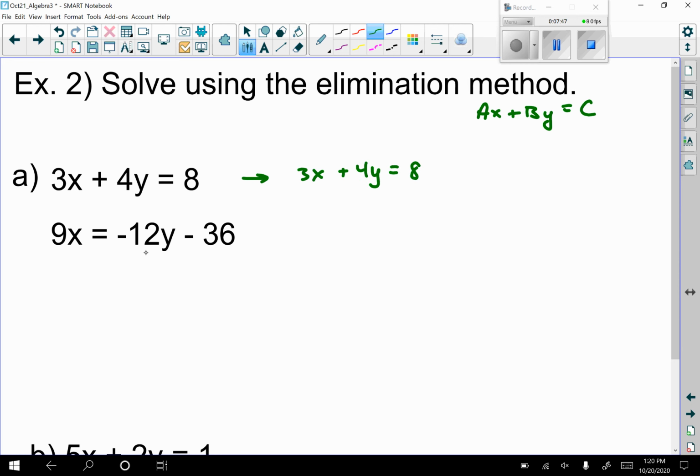In my second equation, I want to move the negative 12y to the other side, so this will become 9x plus 12y equals negative 36. The idea here is we're going to have to multiply one or both equations by something to get opposites. So we have a choice sometimes. I'm going to get the x's to cancel. So I want to multiply the first equation. It'd be nice if that said a negative 9x, right? So I'm going to multiply that by a negative 3.